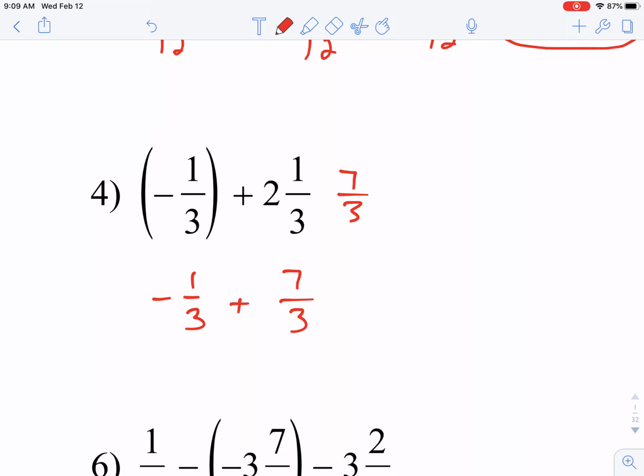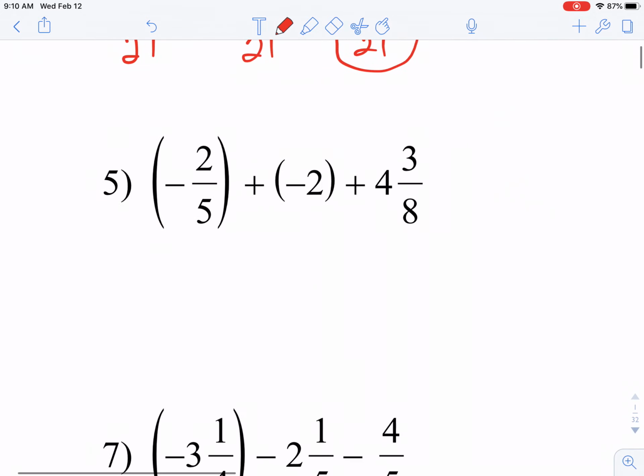Again, you have a negative plus a positive, so you're going to keep the sign of the larger number. So 7 minus 1 is 6. Because 7 is bigger, it stays positive, and then the 3 stays the same. Now we have to check to see if it will reduce. 6 over 3 does reduce to simply 2, and that is your answer.